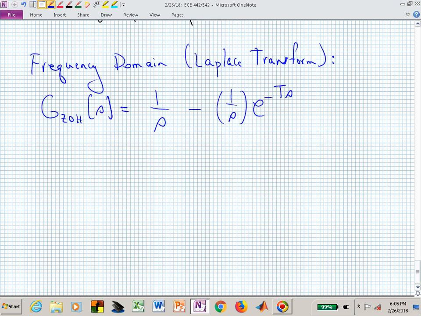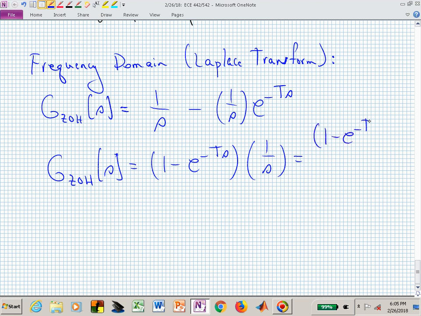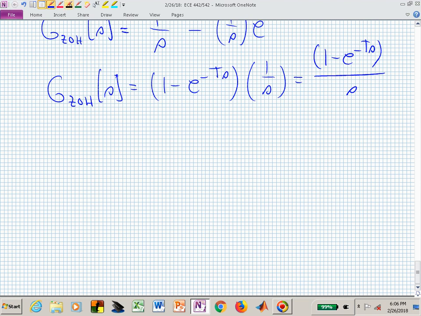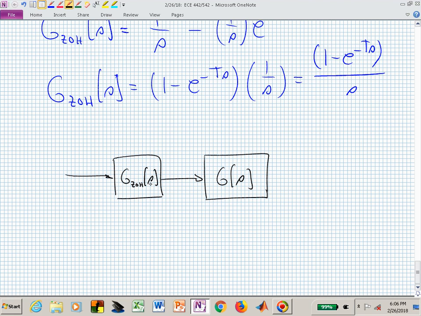Let's put that together. We could now say that's capital G sub ZOH. Let me factor out the two terms and keep track of 1 over s. I could write that as 1 minus e to the minus Ts, all over s. And now I actually have a way of thinking about this block diagram in terms of frequency domain behavior. I have a way of modeling the zero order hold as capital G sub ZOH of s.